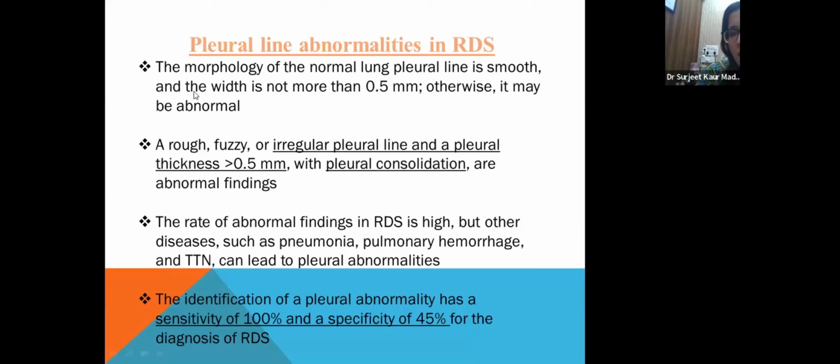Yeah, we can start with the pleural line. The pleural line in RDS is very irregular. It might be thickened. Its measurement might be more than 0.5 mm. And there might be subpleural consolidations also. So this is regarding the pleural line.